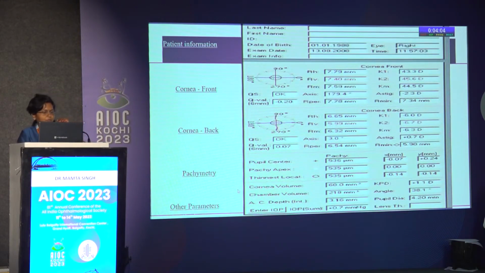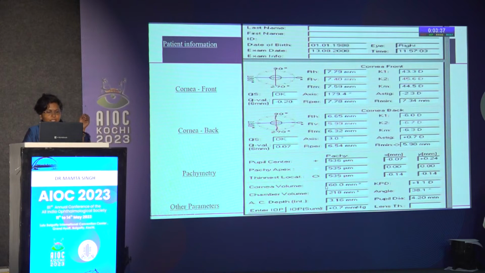Then comes the pachymetry map. Mainly we check the location of three points. One is the pachy apex, that is how much is the thickness of the cornea at the corneal apex, and we take it as coordinate 0 or the point 0. And then we try to know how far is the pupillary center and how far is the thinnest location of the cornea and what is the thickness at them. So mainly we are checking thickness at the pachy apex, pupil center, and the thinnest location.